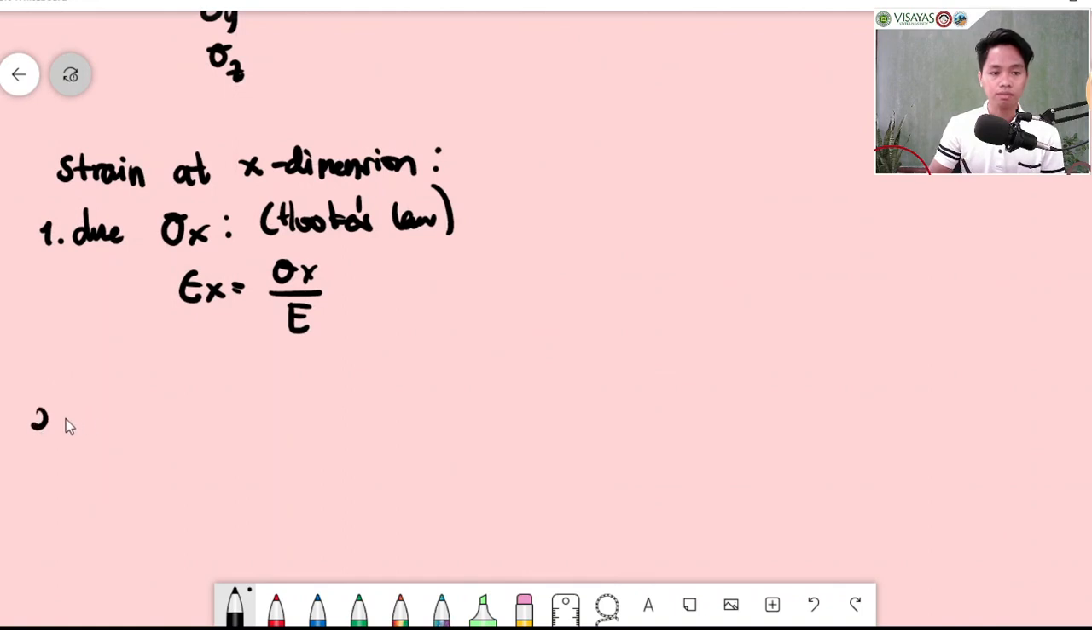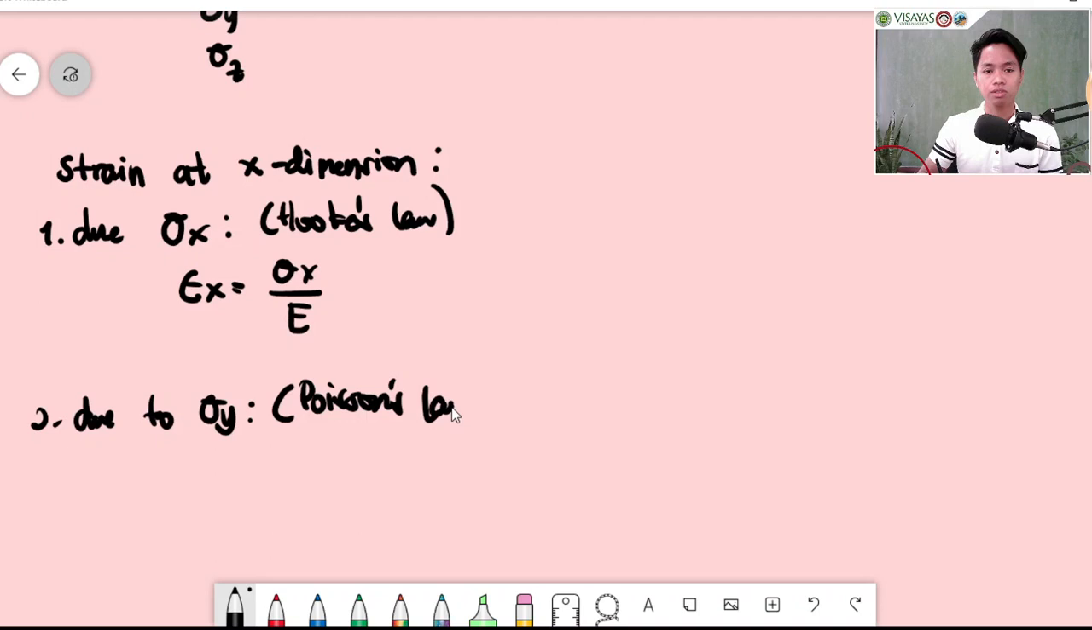Second, due to stress at Y. So, how are we going to determine the strain due to the stress at Y? We can derive that using your Poisson's ratio. Our previous discussed, di ba? Poisson's law or Poisson's ratio.